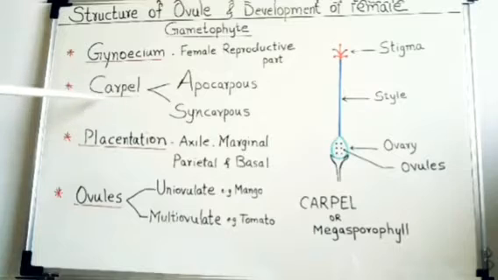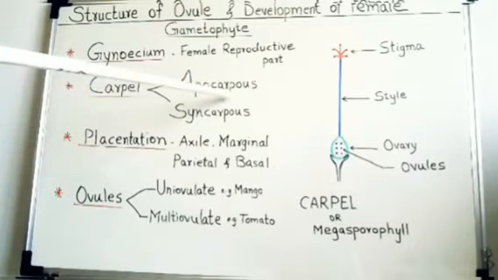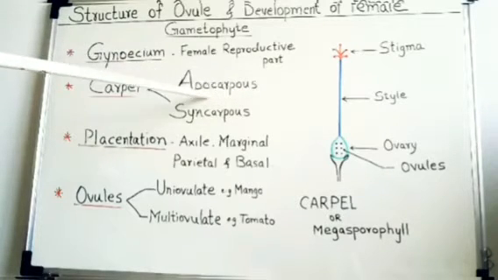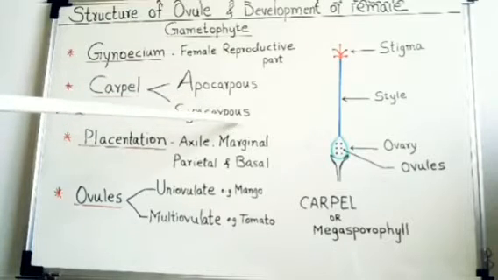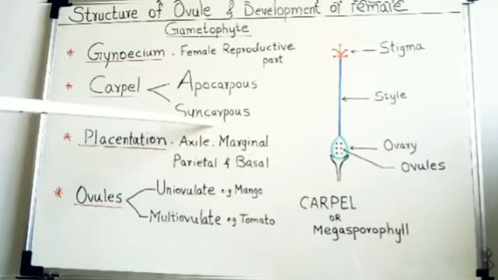Depending upon the arrangement of carpels, the flower can be apocarpous or syncarpous. Apocarpous flower means when many carpels are present but the carpels are free from each other, then that type of flower is called an apocarpous flower. In syncarpous flower also there are many carpels but the carpels are fused with each other, and such type of flower is called a syncarpous flower. So this is all about gynoecium.